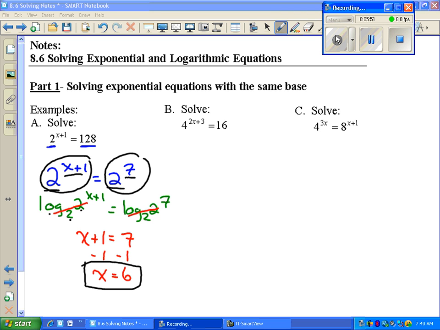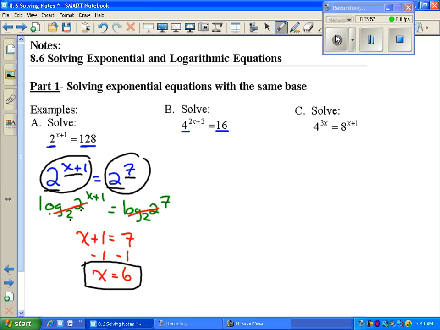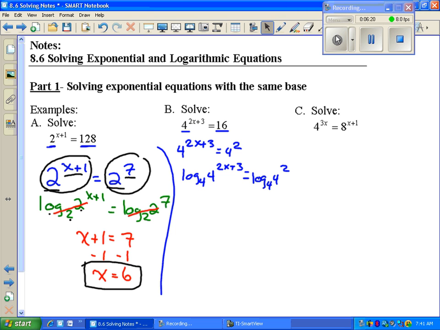So let's try another one. And again, the idea stays the same. I want to go ahead and see, can I write both of these in the same base? And I can, because 4 to the 2x plus 3 is equal to 4 squared. In the same way, I can now say that log base 4 of 4 to the 2x plus 3 is equal to log base 4 of 4 squared.